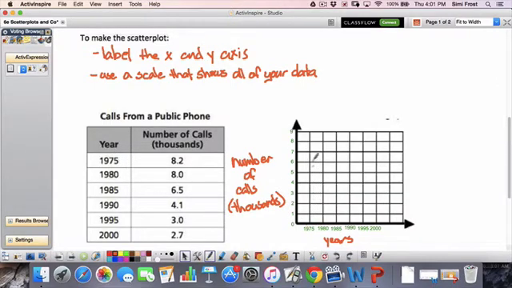1975, we're going to go up to 8.2, so maybe just a little above the line there. 1980, we're going to go up to 8. 1985, 6.5, so right there in the bottom, the middle. 1990, 4.1, 1995, 3, and 2000, 2.7. So we don't have a perfectly straight line, and that's totally fine. It's a scatter plot, so they're going to be scattered.